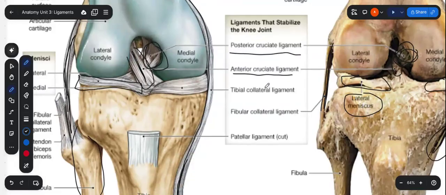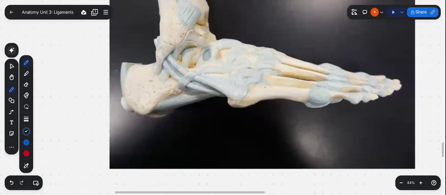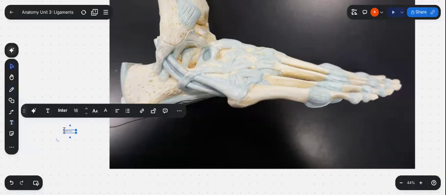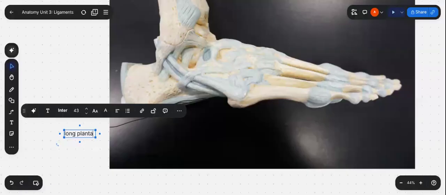All right, now we are going to go over the foot, which is the very last portion. So the first ligament that is good to know is your long plantar ligament. This is the one that runs directly along the bottom of the foot, right over here. And again, that is your long plantar ligament.